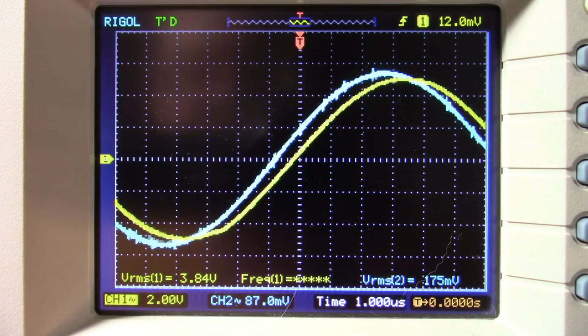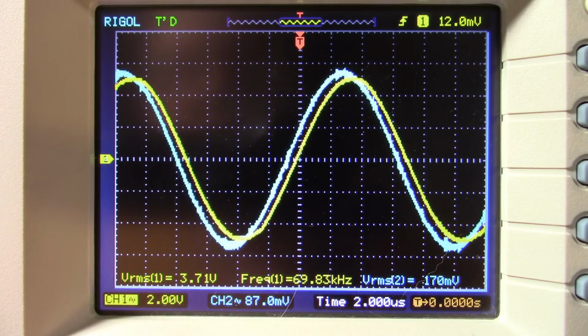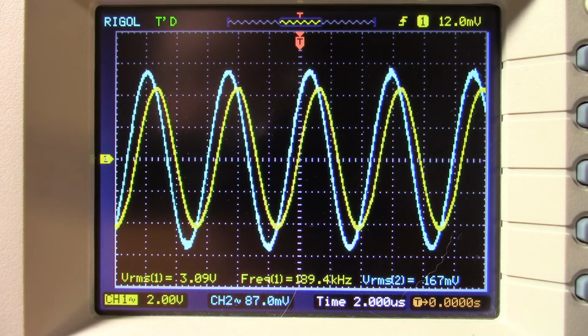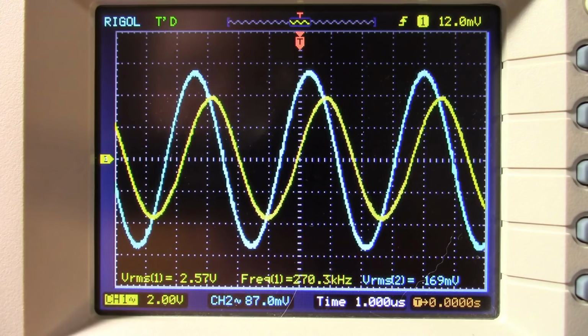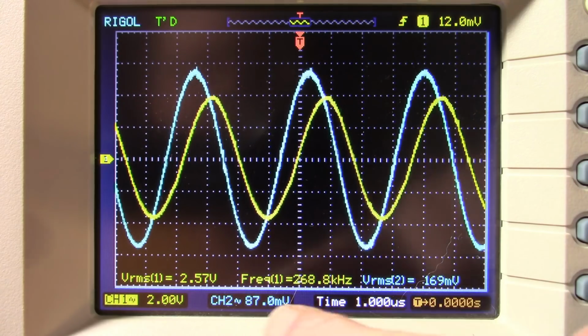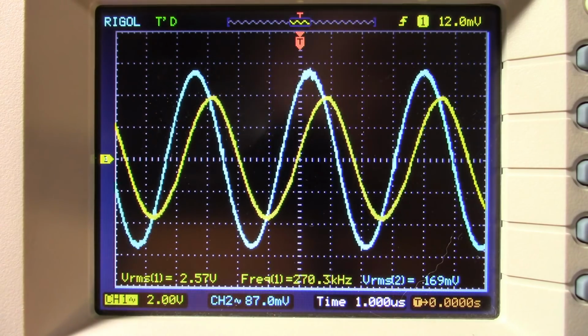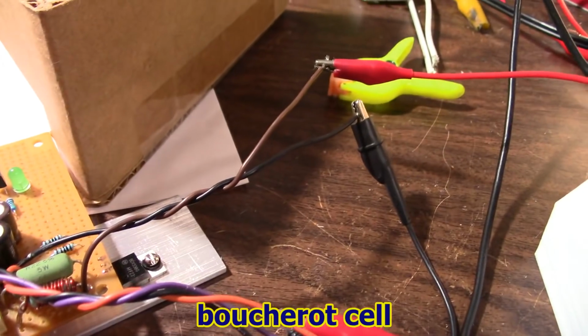You can see the phase shift starting there. We're at 70 kilohertz. When this voltage gets to 2.5 volts, it'll be 3 dB down. About there, 2.57, and it's at 270 kilohertz. The power supply draw is 160 milliamps. What's happening, the snubber network on the output, I bet this resistor is getting warm.